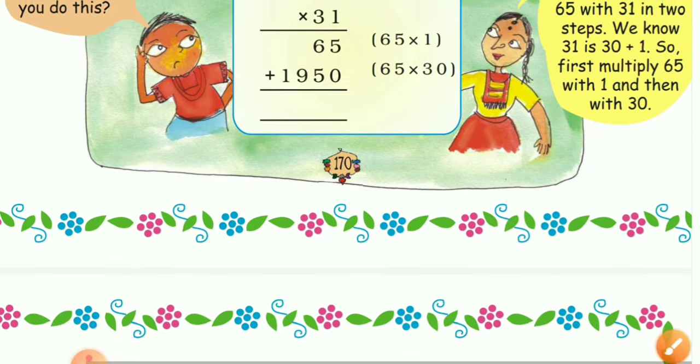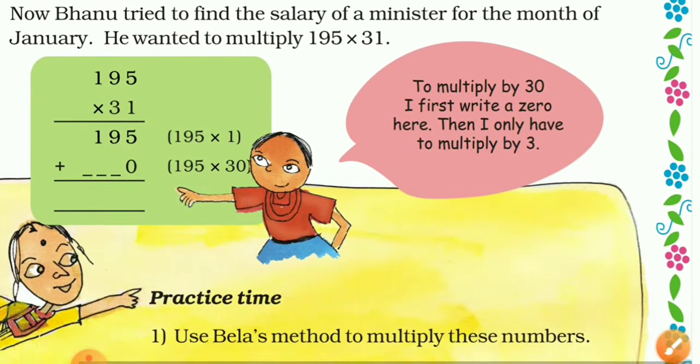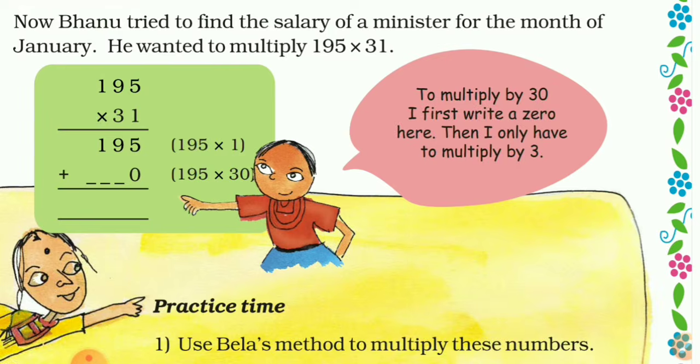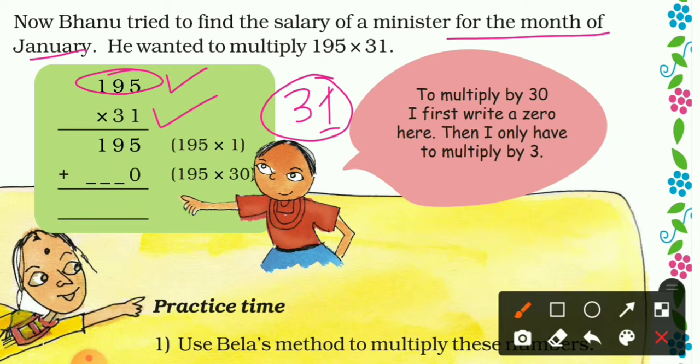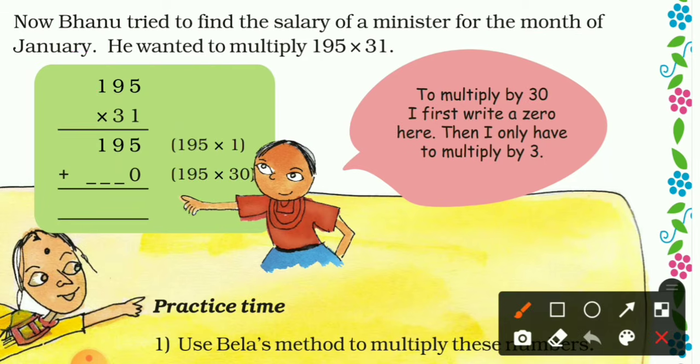Now on the next page, Bhanu tried to find the salary of the minister for the month of January. January has 31 days. So the salary of the minister, which is 195 rupees for one day, we will multiply with 31, because 31 days are there in the month of January. So here he just multiplied 195 with 31. So he is also doing the same process. First he is multiplying 195 with 1.